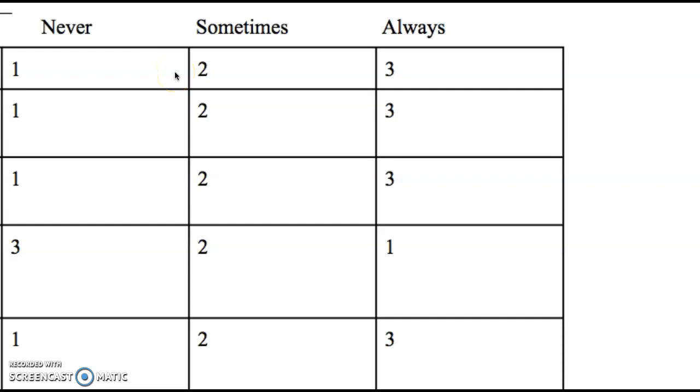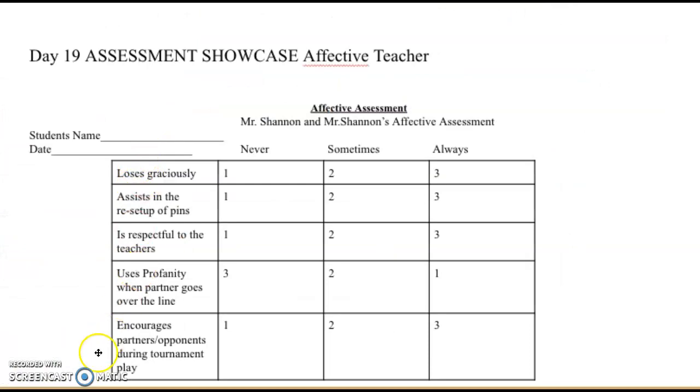And as Tim said, going into day 19's assessment showcase, which is affective teacher, this is a formal assessment. This goes over how students were handling themselves during tournament play, and as you can see, we have categories such as loses graciously, and 3 ways to grade them, which are never, sometimes, and always, 1, 2, 3, and that is a formal assessment.